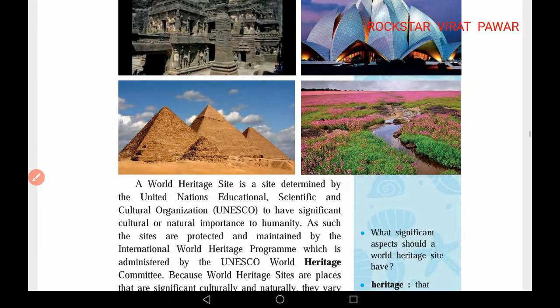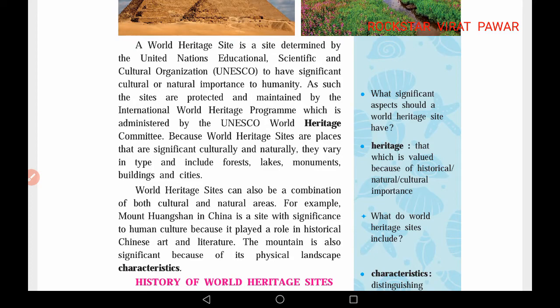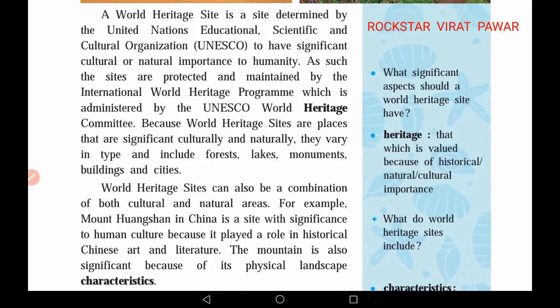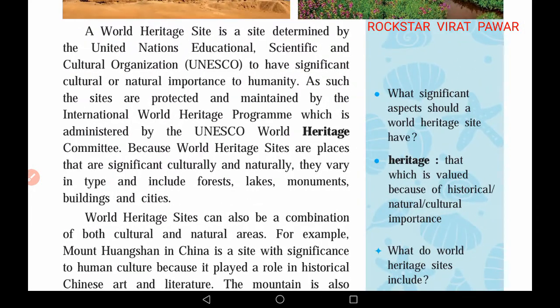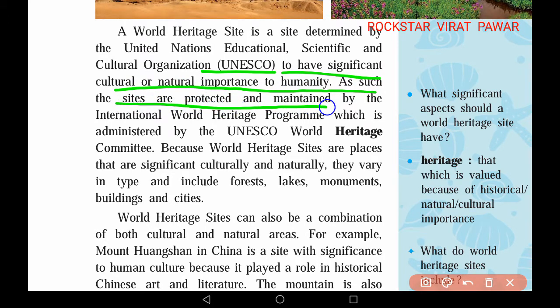Now we will start: what is the World Heritage and what points we have to learn. A World Heritage Site is determined by the United Nations Educational, Scientific and Cultural Organization, called UNESCO. Such sites have significant cultural or natural importance to humanity, and are protected and maintained by the International World Heritage Program, which is administered by the UNESCO World Heritage Committee.